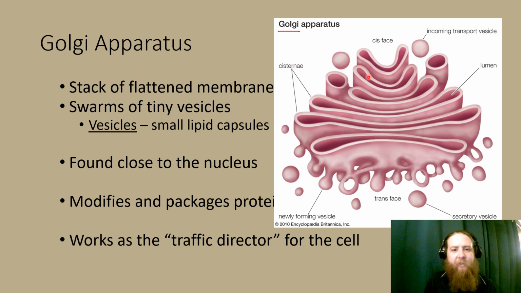So these are a bunch of flattened membranes here, and they produce these swarms of tiny vesicles, which are small lipid capsules that have a double layer that are used to store things. The Golgi is usually found close to the nutrients. It modifies and packages proteins.